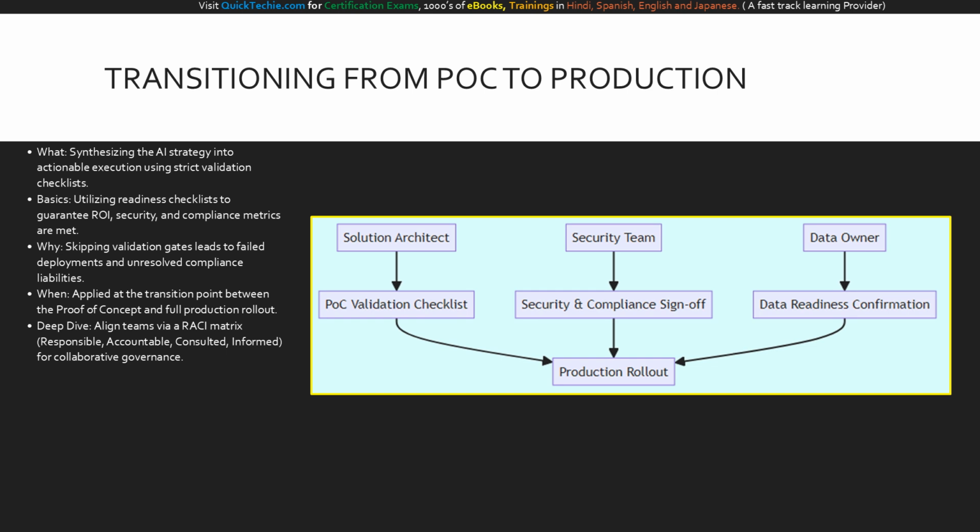Next is the data readiness confirmation, requiring the data owner to certify that the grounding data is authoritative and highly available for production loads. Finally, all these collaborative approvals culminate in production rollout. This visual highlights the collaborative nature of enterprise AI. It shows that moving an agent to production is not solely an engineering task. It requires synchronized accountability across architecture, security, and data governance to ensure a safe, scalable, and successful enterprise deployment.